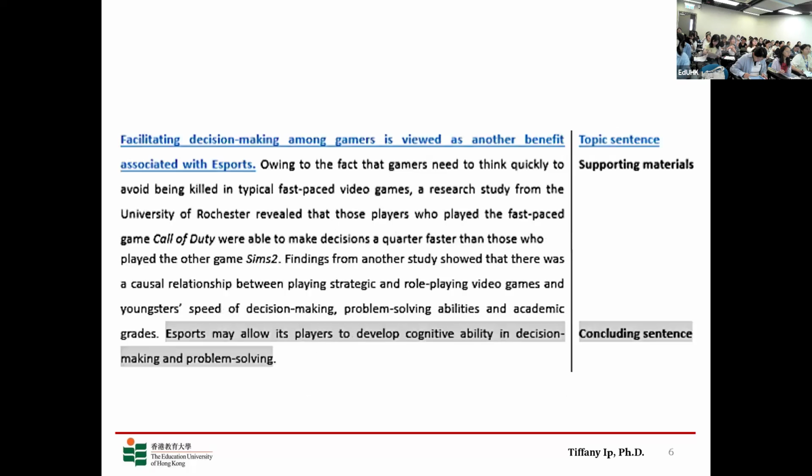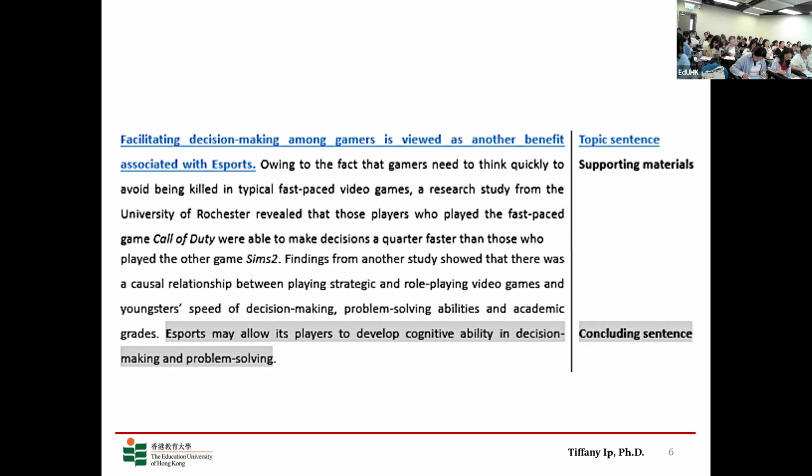And then the next body paragraph, "facilitating decision making among gamers is viewed as" and a very important word here is "another." So you would know it's definitely not the first body paragraph, because it must be following one benefit that is already mentioned, right? "Viewed as another benefit associated with esports." And this one is clearly about decision making. Let's take a look at the concluding sentence. "Esports may allow its players to develop cognitive ability in decision making and problem solving." And so it's like wrapping up again, and referring to the whole idea about cognition, about how people think.